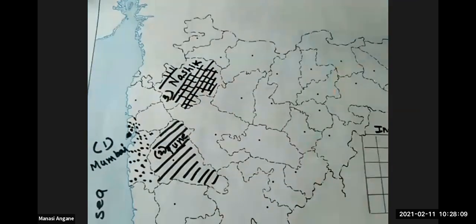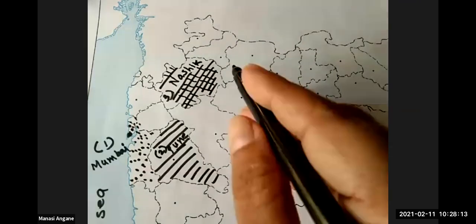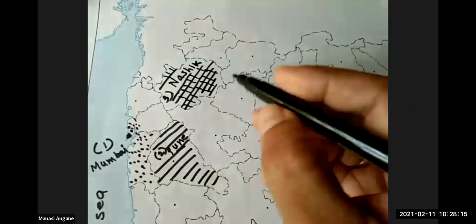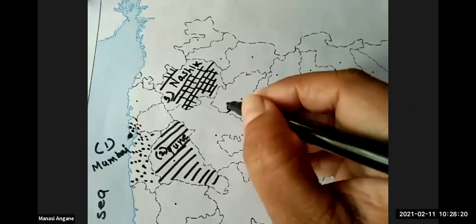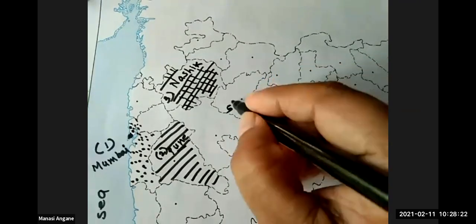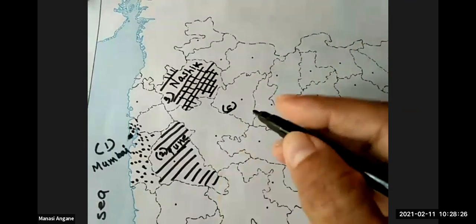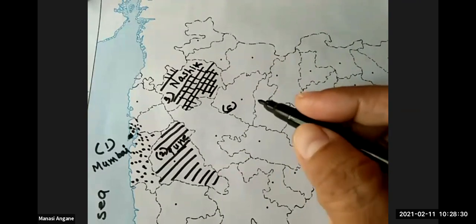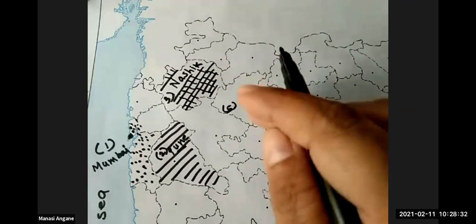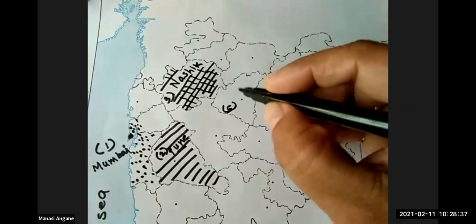So we have taken a grid pattern for Nasik. Then next to Nasik, this is Aurangabad. This is the fifth one, Aurangabad. So you have to see actually where it is asked, what is the question of it. Aurangabad is fifth. So we are doing it here because Aurangabad comes next to Nasik. So we have put it over here.